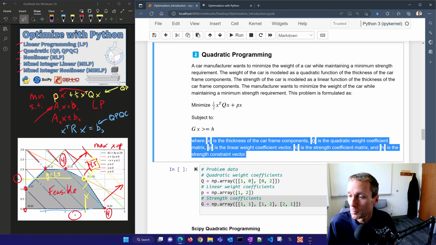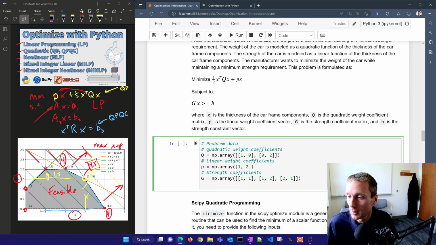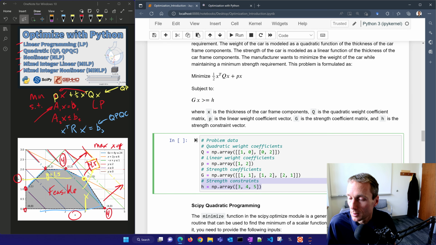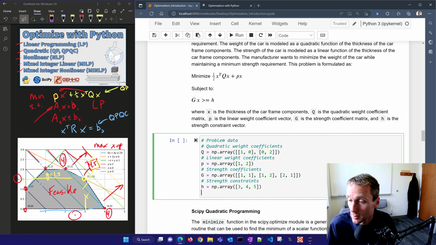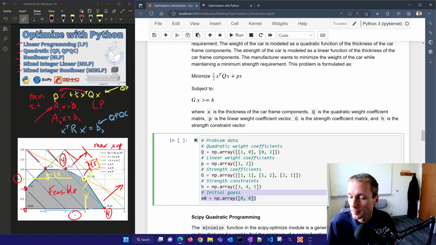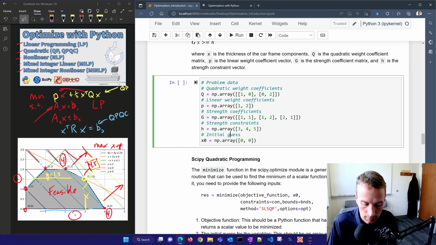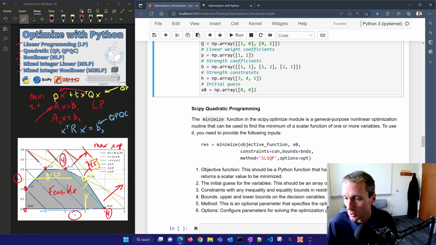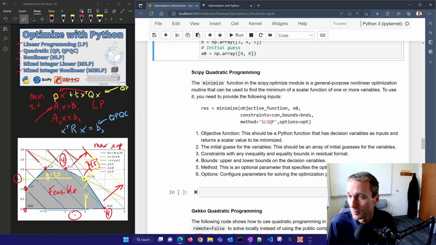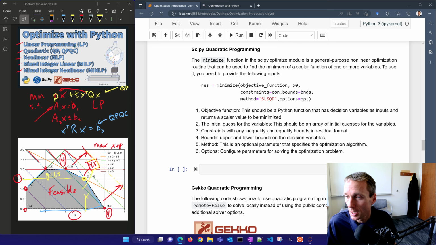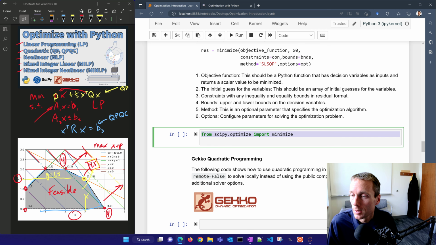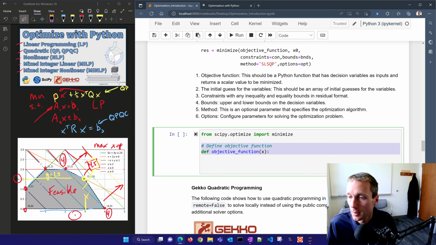All right, so let's go ahead and put these in there. I'll just go ahead and do the rest of these. There's our strength constraints for G and H. There's our initial guess. Okay, so if I run this, it'll feed in those parameters and store them locally. Now let's go ahead and solve this with SciPy. And we're going to use the minimize function from SciPy optimize. So I'll import the minimize function, and then I'll need to define an objective function.